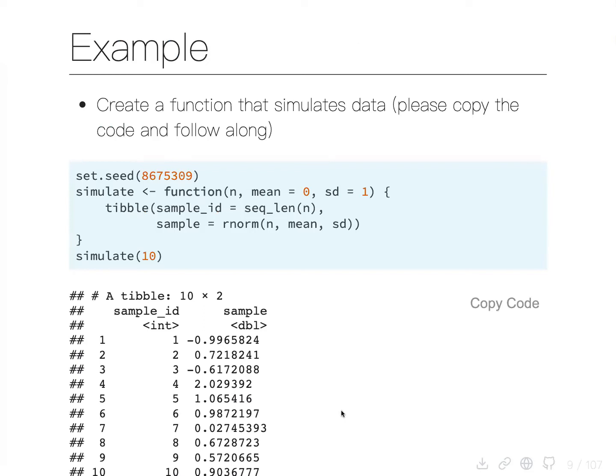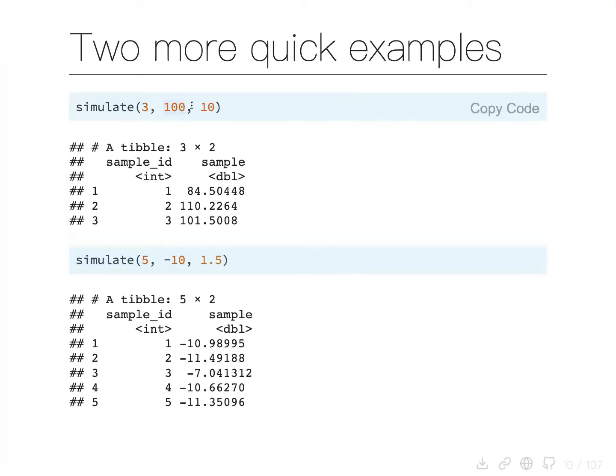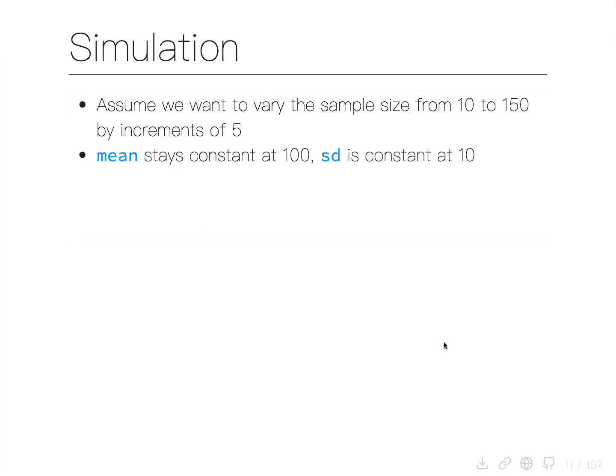That's exactly right. We'll talk about this more when we get to writing functions, but this has one required argument, which is n. The mean and the standard deviation are not required. So notice when I just say simulate 10 down here, it's simulating from a distribution that has a mean of 0 and a standard deviation of 1. But on these other lines, I've actually passed what I want the mean and the standard deviation to be, and so it's pulling from those instead. Good clarification.